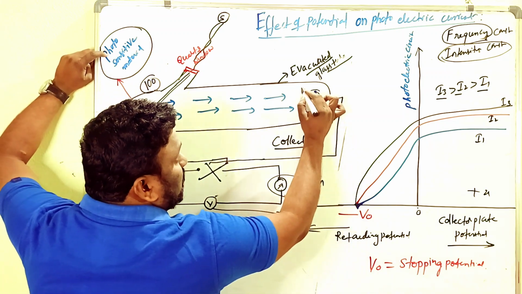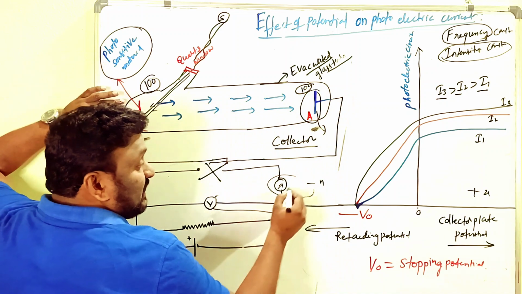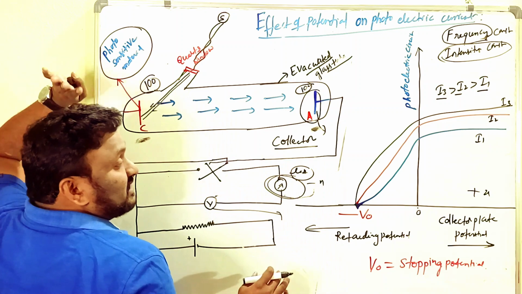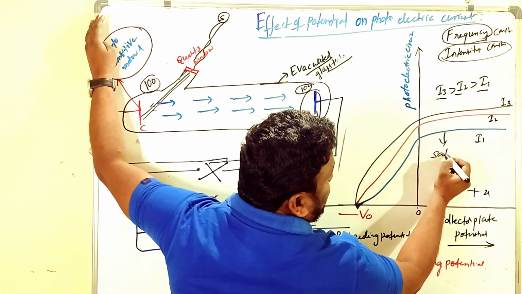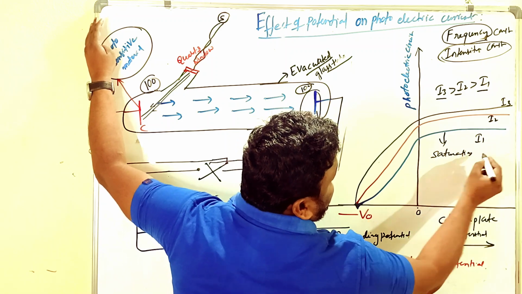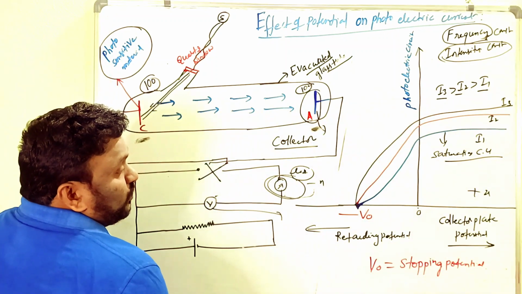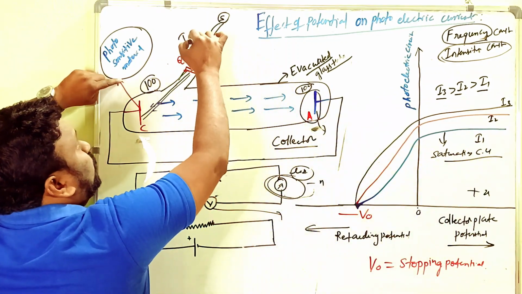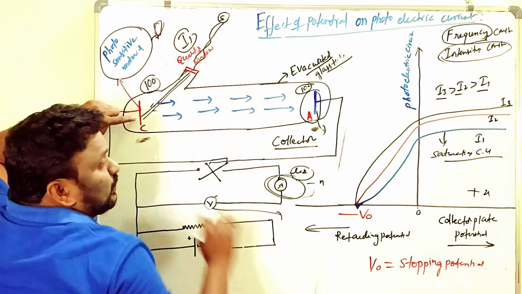Then the maximum number of electrons are received here. Then the reading shown by the microammeter is maximum. That condition is called, in this graph, saturation current, or saturation photocurrent. Clear? For the first time we are taking I1. What is I1? The amount of light incident, and we are maintaining the frequency constant.